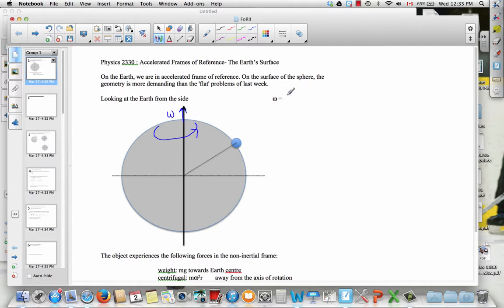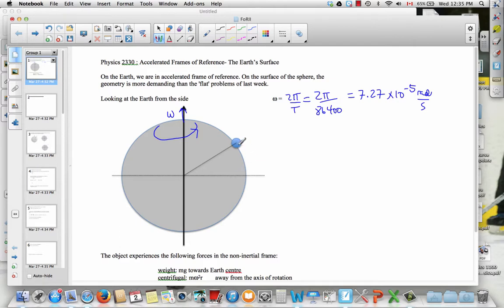Now, the value of that angular velocity is 2 pi over the period, and of course a period is a day, which is 86,400 seconds, so you get a relatively small value, 7.27 times 10 to the minus 5 radians per second for that angular velocity.